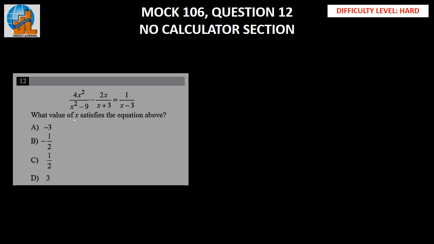What value of x satisfies the equation above? So this is the equation that has been given to us and we need to find the value of x. Let's start by writing our equation here, which is 4x² upon x² minus 9, minus 2x upon x plus 3, is equal to 1 upon x minus 3.